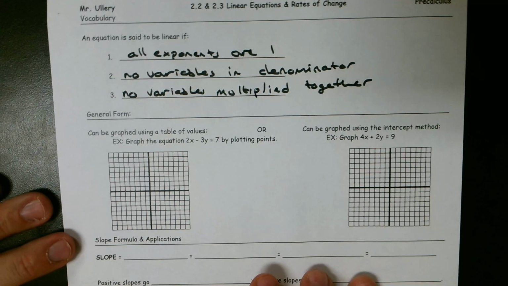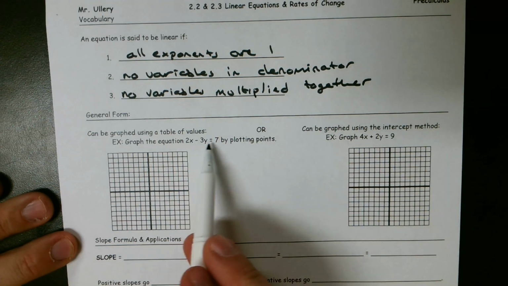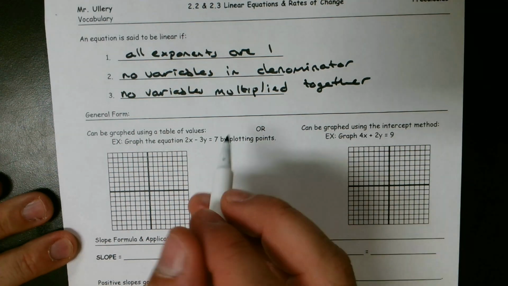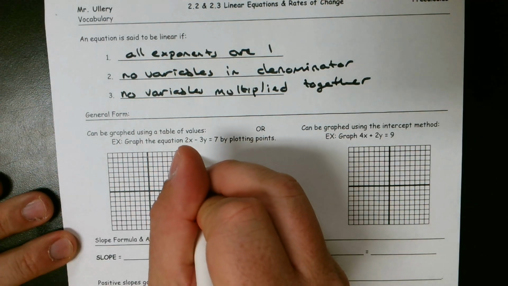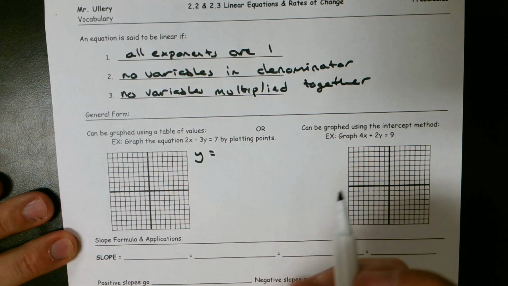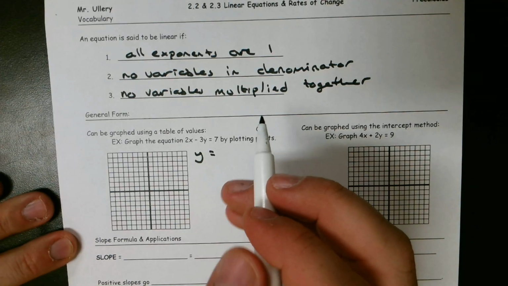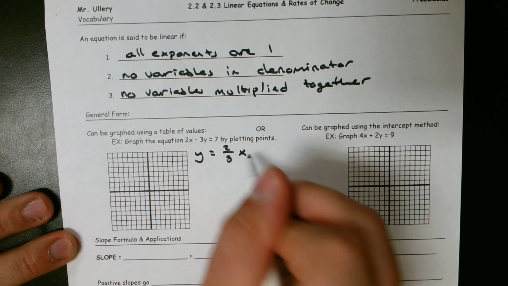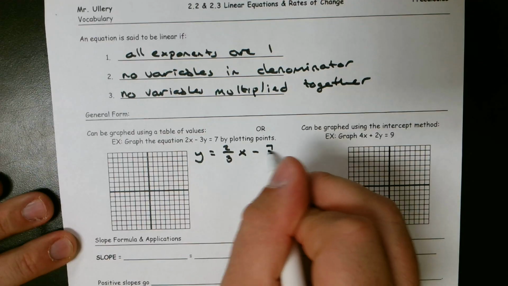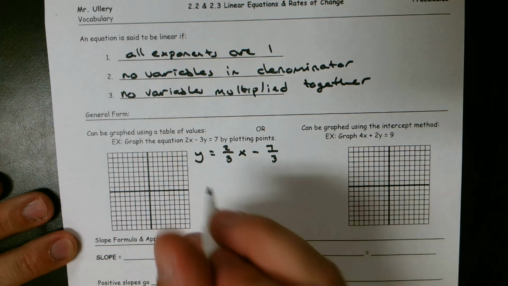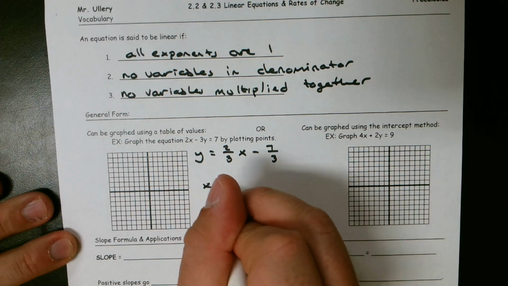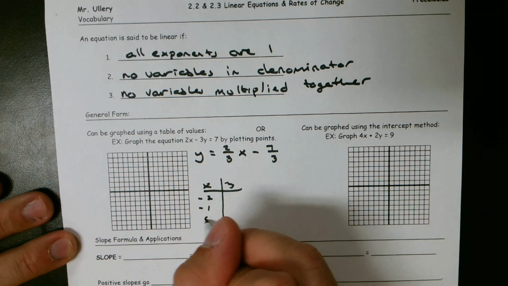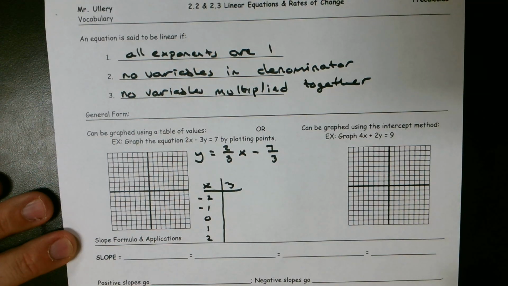Okay, so let's take a look here at our first example. So we see we have no variables in the denominator, all exponents are 1, there's no variables multiplied together. So we know this is going to be a line. Okay, and if we do some quick math and just isolate our y, move some things around, we're going to get y is equal to 2/3 of an x minus 7/3. So one way of graphing this is simply by making an xy table and just graphing -2 to 2, plotting some points.